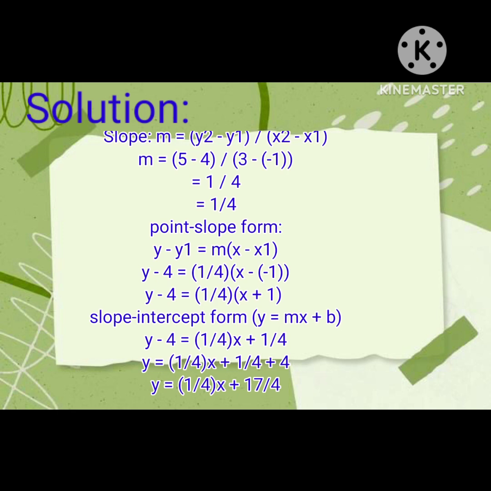To convert this equation into slope-intercept form, we have y is equal to mx plus b. Distribute the 1/4 to the terms inside the parentheses. We have y minus 4 is equal to 1/4 times x plus 1/4. Isolate y by adding 4 to both sides of the equation. We will have y is equal to 1/4 x plus 1/4 plus 4. y is equal to 1/4 x plus 17 over 4.